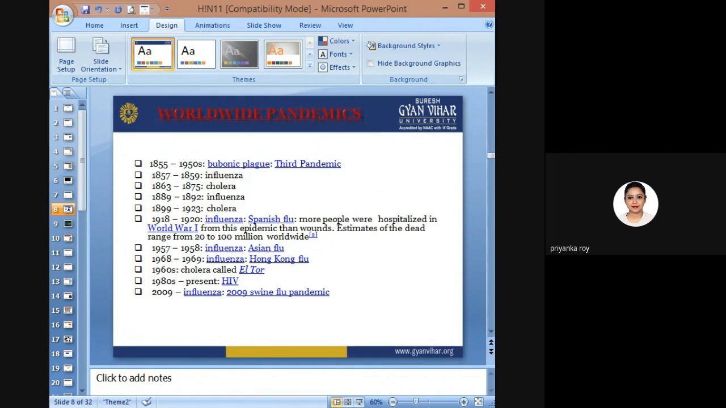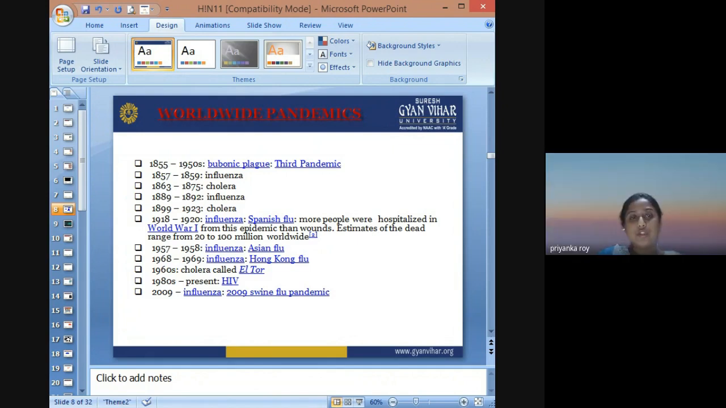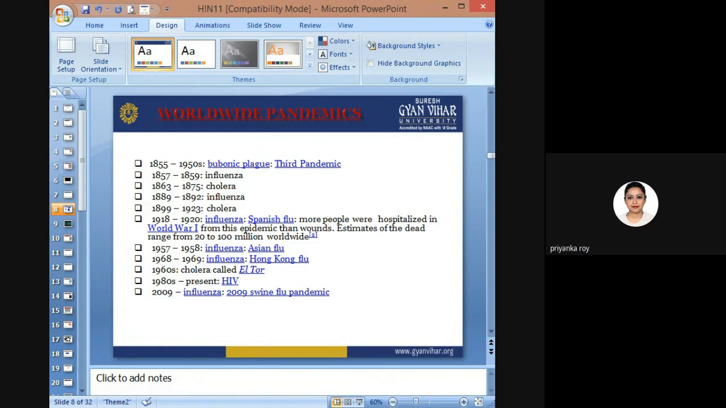So, worldwide pandemic situation: this is a historical record of worldwide pandemics that affected the world, like from 1855 to the 1950s, the bubonic plague, the third pandemic, which was very common and was influencing the world all over. Plague, bubonic plague, then from 1857 to 1859, influenza, where people were dying with acute pneumonia, and cold and congestion were very common. Then 1863 to 1875, cholera was again a very common phenomenon.